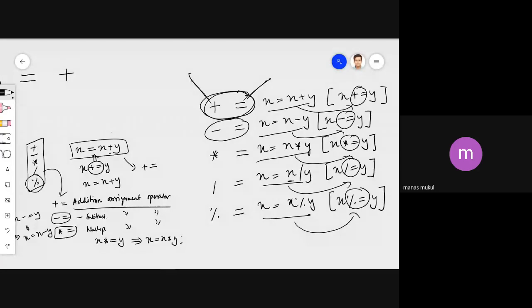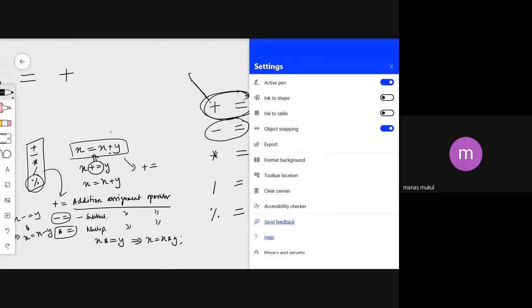Is this clear now? Is this clear? Anyone has any doubt? Yes, sir. Okay, fine. So I'm going to clear this canvas and then we can discuss some arithmetic expressions.